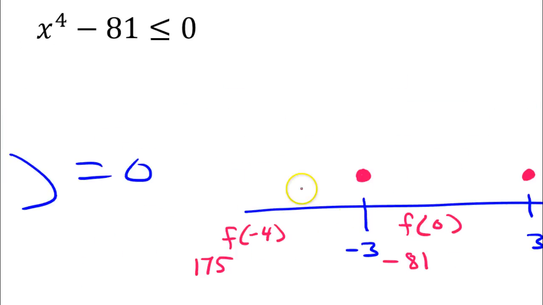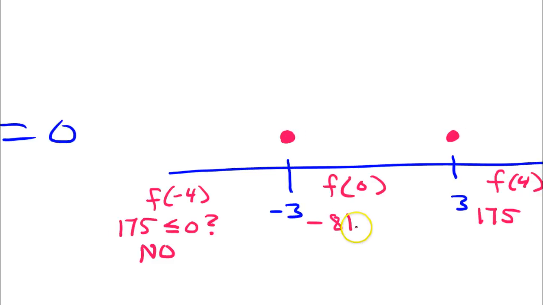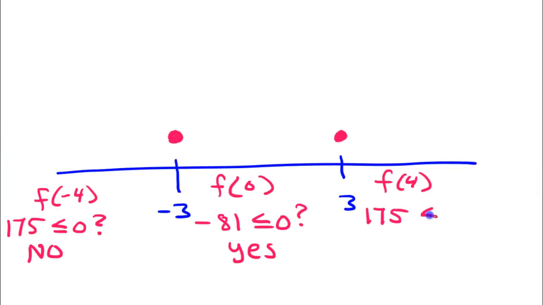Now, don't forget the original question. We want to know where the function is less than or equal to 0. So the question is, is 175 less than or equal to 0? Well, that's a big old no, because it's greater than. What about -81? Is that less than or equal to 0? Well, yes. All negative numbers are less than 0. And we've already answered this question for 175. Obviously not. So this yes is reminding us that 0 was a solution. It gave us a true statement.